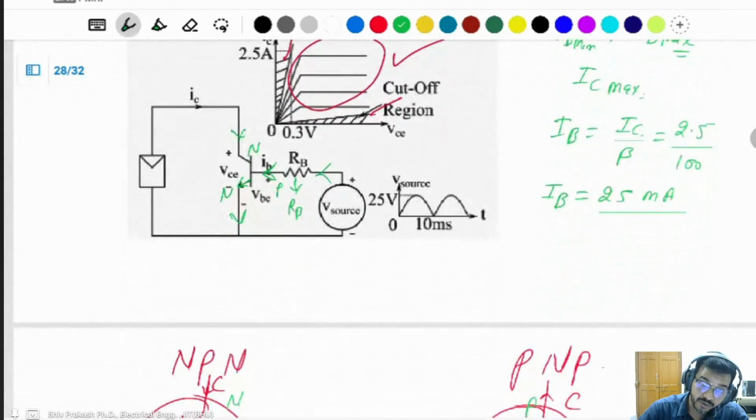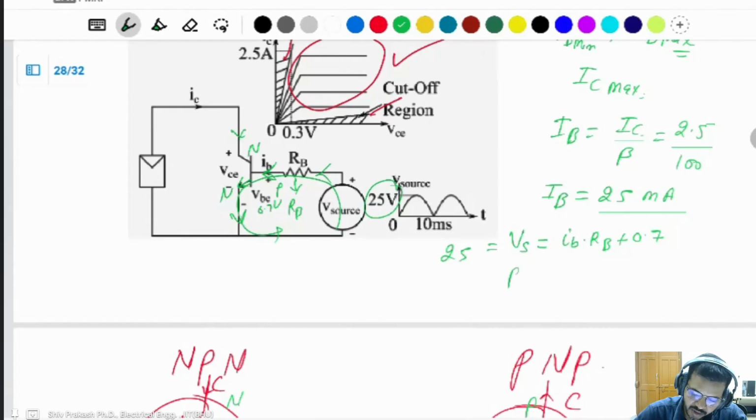And second, when the current is flowing maximum and the voltage is maximum, then apply the KVL here. VBE is also given as 0.7 volt. Then you know Vs is equal to IB into RB plus this voltage 0.7 volt. The source voltage is 25 volt. So simply you can calculate the RB. RB is 25 minus 0.7 volt divided by 25 milliampere.